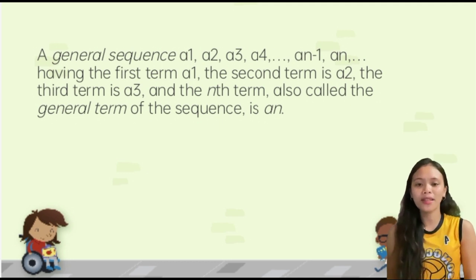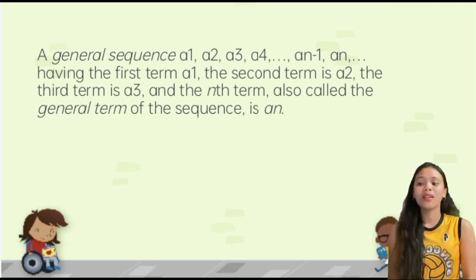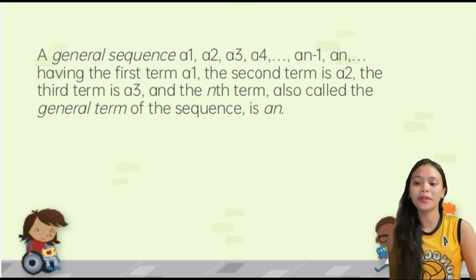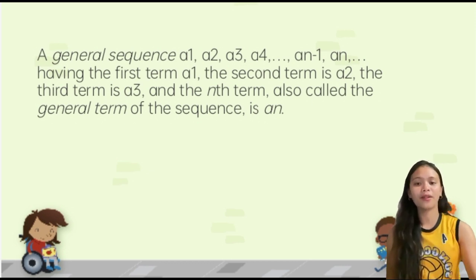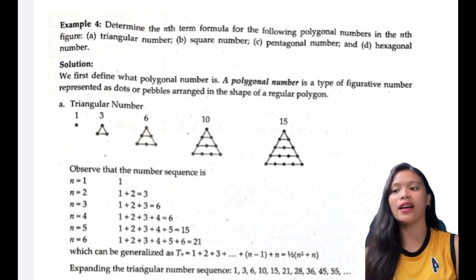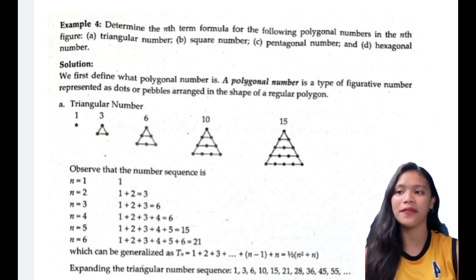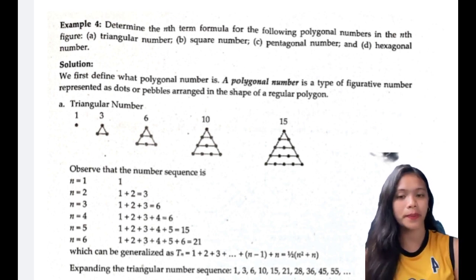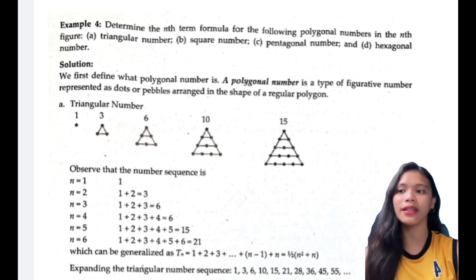So a general sequence, a1, a2, a3, and so on, a sub n minus 1, a sub n, and so on, has the first term a1, the second term a2, the third term a3, and the nth term, called the general term of the sequence, is a sub n. Example number 4. Determine the nth term formula for the following polygonal numbers in the nth figure. A, triangular number, B, square number, C, pentagonal number, and D, hexagonal number.